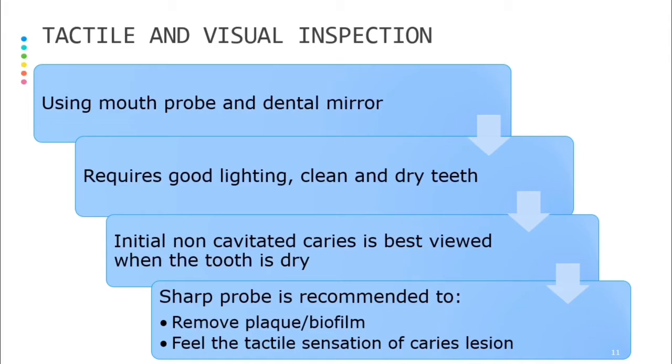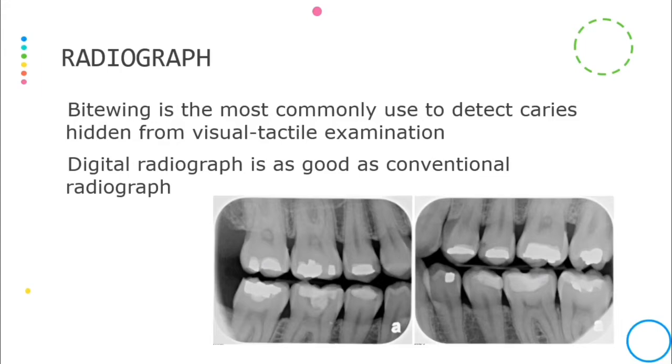Initial non-cavitated caries is best viewed when the tooth is dry. A sharp probe is recommended as it is able to remove plaque and biofilm, and also able to feel the tactile sensation of the caries lesion. Next, radiographs such as bitewing are very important to detect caries which are hidden from the visual-tactile examination. Digital radiograph is as good as conventional radiograph.